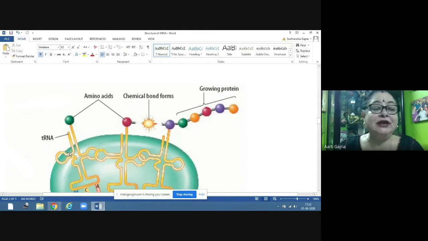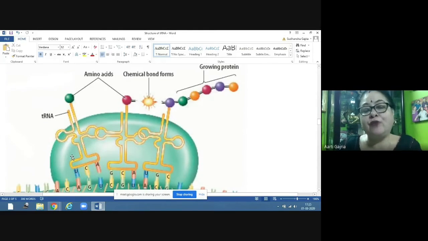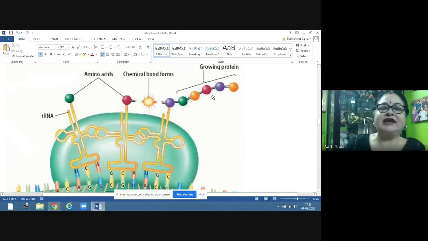Now what will happen? The stop codon will come, and once the stop codon comes, there is no transfer RNA for the stop codon, so no transfer RNA will come. The stop codon will be bound by the release factor, and that release factor will initiate the release of this protein. So this protein will be released into the cytoplasm.